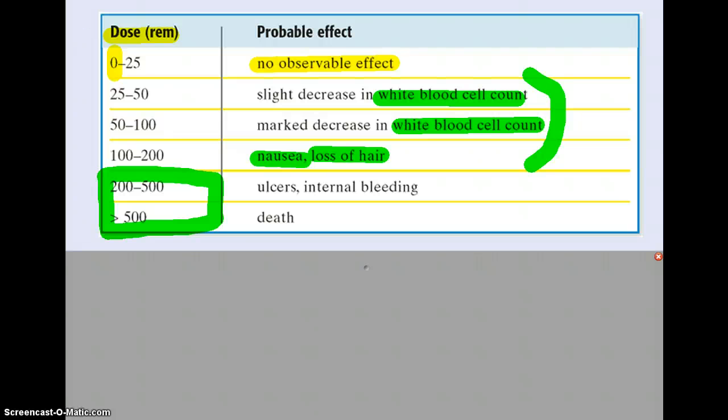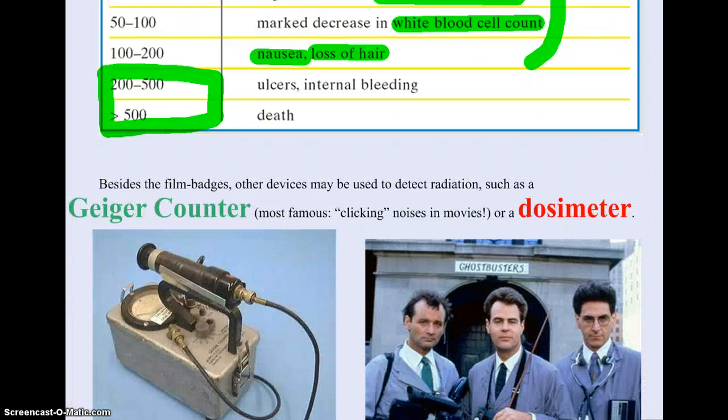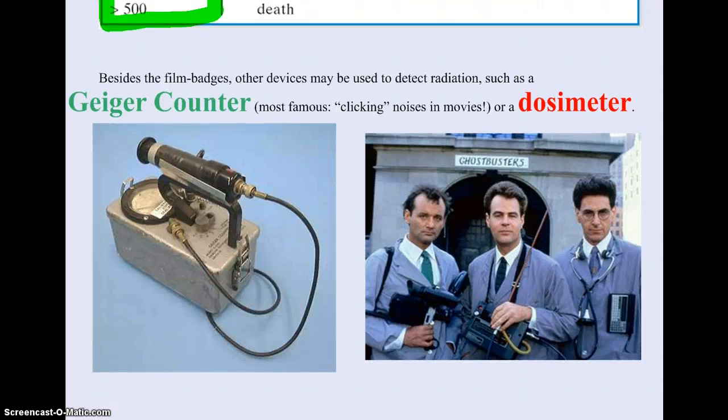Our last little notes, besides a film badge, we can use other devices to detect radiation, like a Geiger counter. You may have seen or heard one of those. They beep or click in movies. Or a dosimeter. They altered one in Ghostbusters to detect the paranormal spirits. And we'll see a couple more examples of these next year in that other nuclear video, but that's another way that we can detect radiation, radioactivity in our environment.